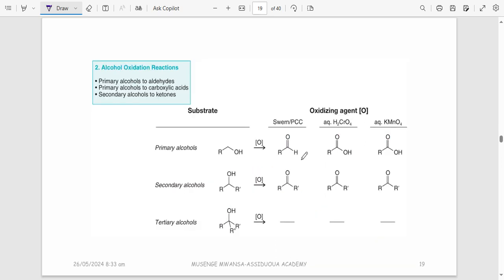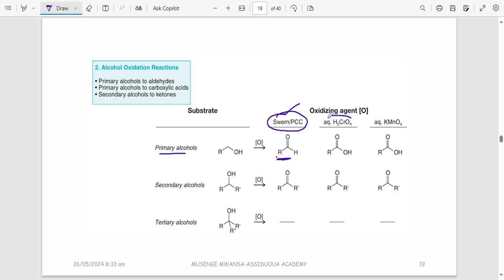Now you have got also oxidizing agents. These ones will be able to oxidize. You have got the Swern oxidation, also PCC, pyridinium chlorochromate. We talked about the mechanism already. Primary alcohols can be oxidized into aldehydes. Please take note. PCC only oxidizes up to aldehydes.